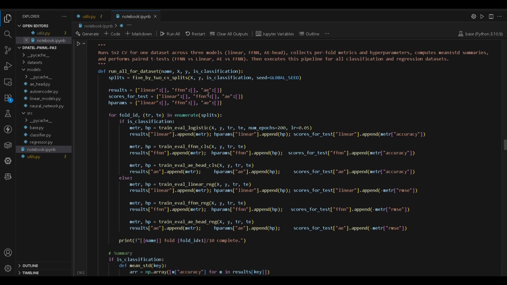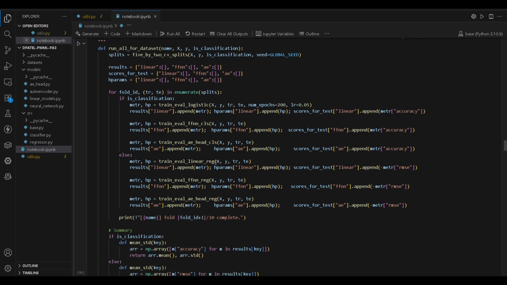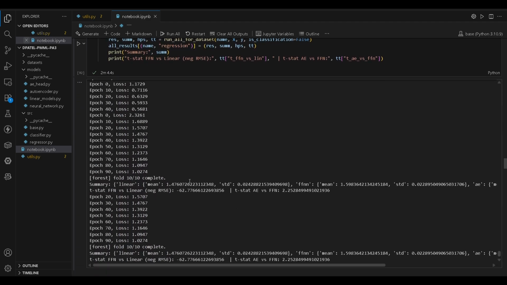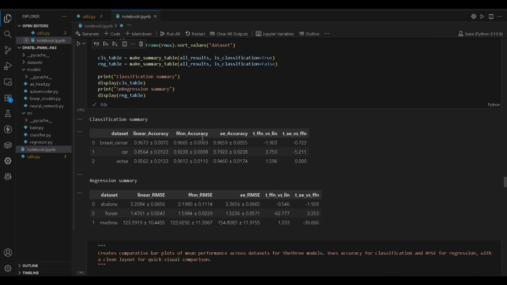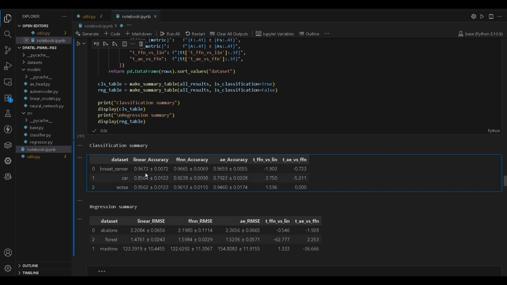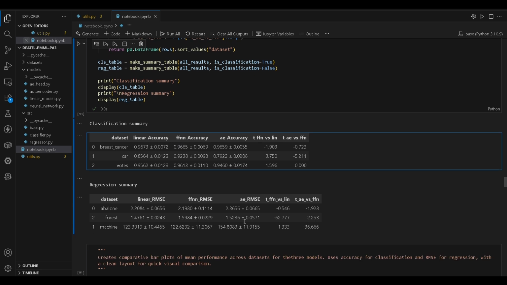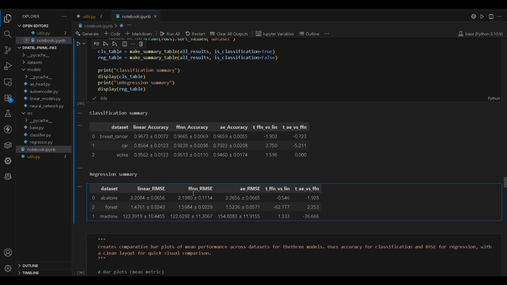And in this function, we are running the 5x2 cross validation split, and we are generating all the results for demonstration. As you can see, this is the training loop that was generated, and this is the summary of classification and regression datasets. So this is for all the classification datasets. We have the linear accuracy, feed-forward neural network accuracy. Then likewise for regression, we have the squared error for linear as well as feed-forward neural networks. So these are the results after the 5x2 cross validation training split.